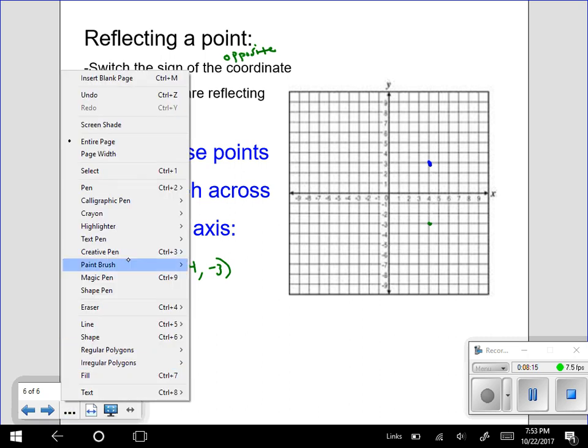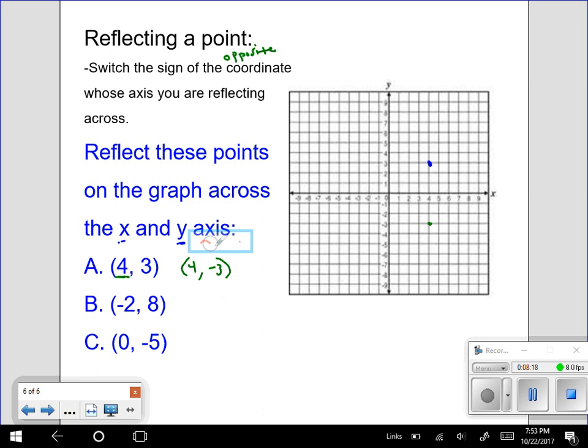So if I wanted to do it with the y-axis, then I would have -4, 3, because I would keep my y the same, but the opposite would become its opposite. So I'm going to go over -4, up 3, and if I would fold it over this way, they would be the same distance apart from my y-axis. I'm 4 away, and I'm 4 away. So those are all A. I'm just going to label them all with white, red there.